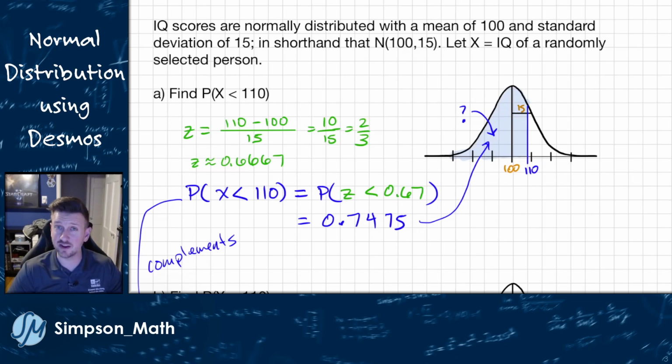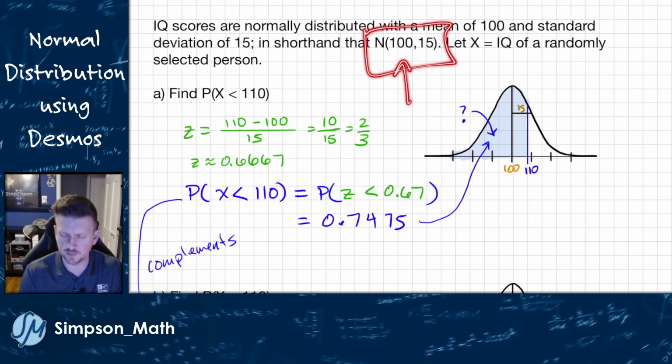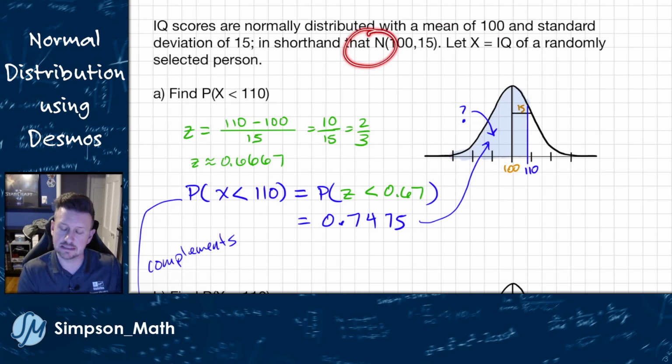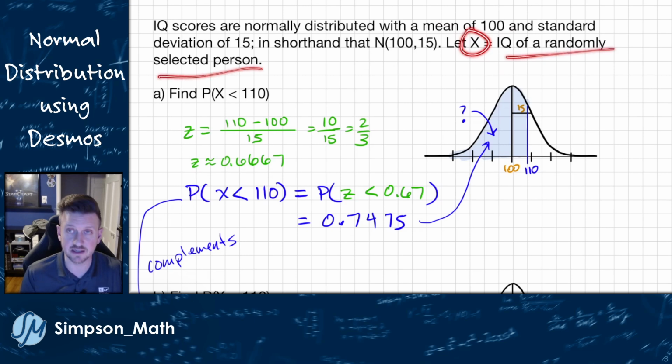We're going to be talking about IQ scores in this video. IQ scores are normally distributed with a mean of 100, standard deviation of 15. Reminder that the shorthand looks like this, and Desmos will produce a version of this. Instead of just N, it'll say normal dist, mean of 100, standard deviation of 15. We're going to let X represent the IQ score of a randomly selected person.